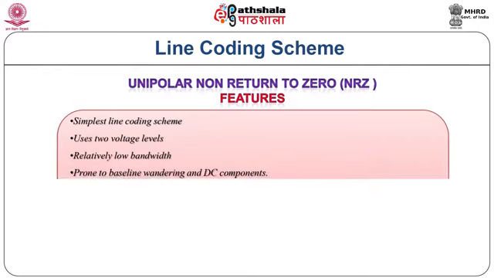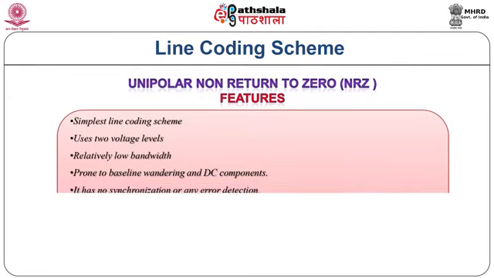The disadvantages associated with this kind of line coding, as we discussed while stating features of unipolar signaling, is that the encoded signal has a significant undesirable DC component and is prone to baseline wandering. Also, the encoded signal suffers from lack of self-synchronizing capabilities and has no error detection capabilities.